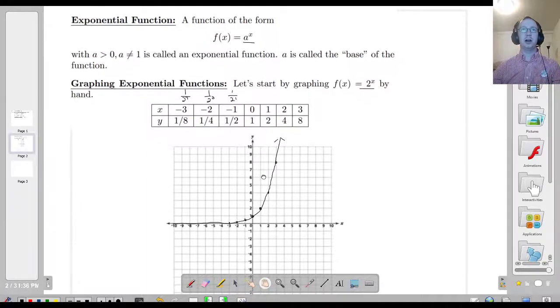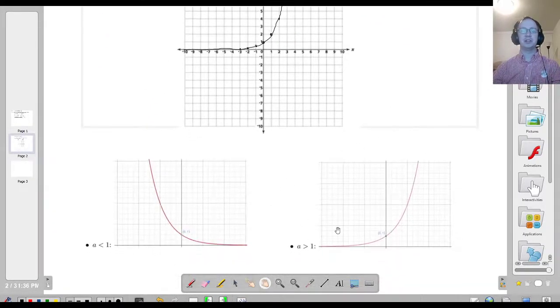So in this video we defined what an exponential function is, and then we graphed one by hand and talked about how that fits in the broader pattern of exponential functions being graphed in general.